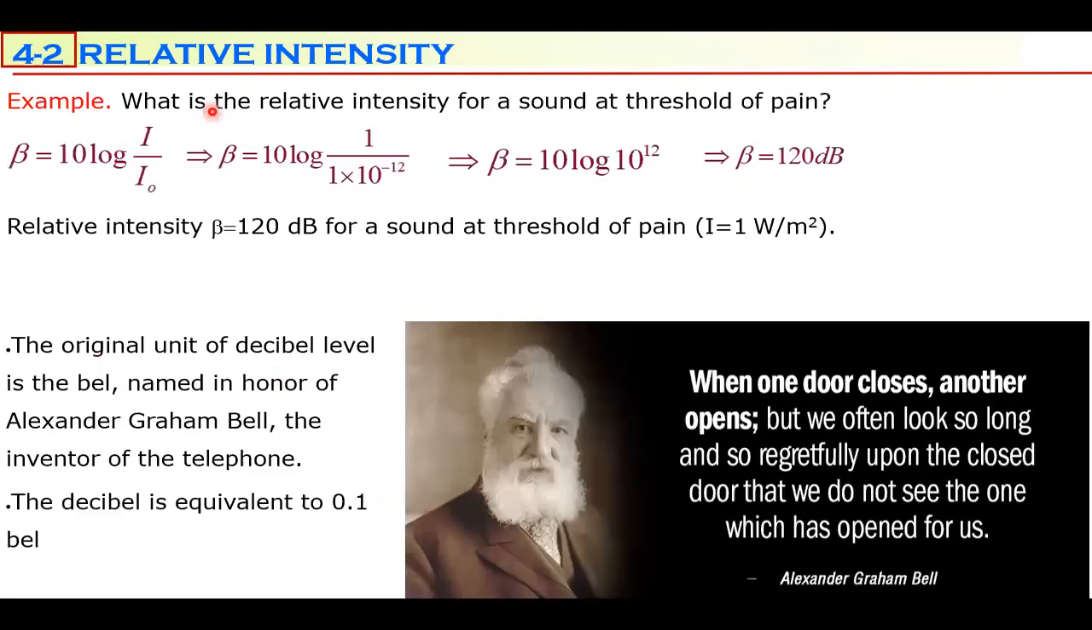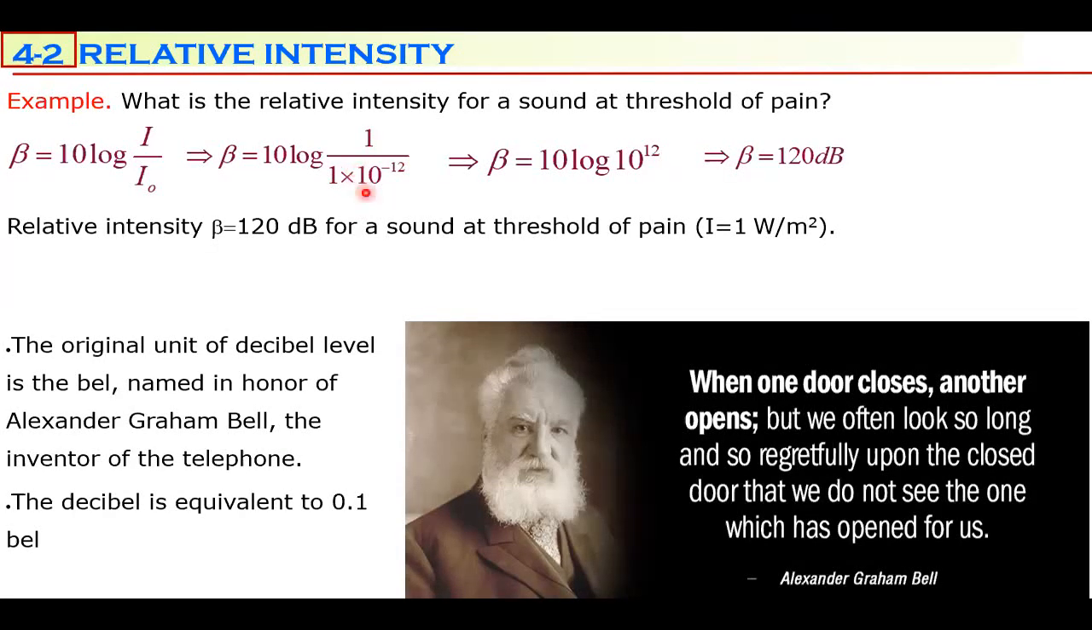For example, let's calculate the relative intensity for a sound at the threshold of pain. Remember, at the threshold of pain, the intensity is 1 watt per meter square, so we write 1 here. The softest sound has a sound intensity of 10 to the power negative 12. After that, you simply get the logarithm of this ratio by using your calculator. I don't have a calculator right now, so I cannot show it to you.